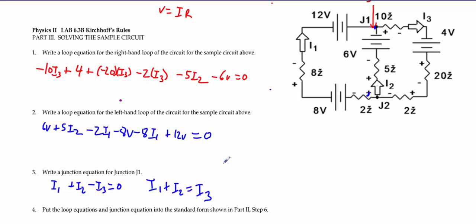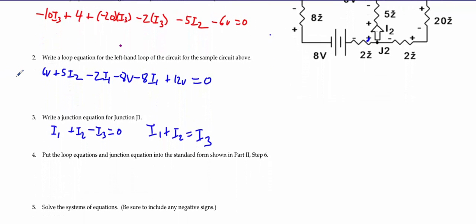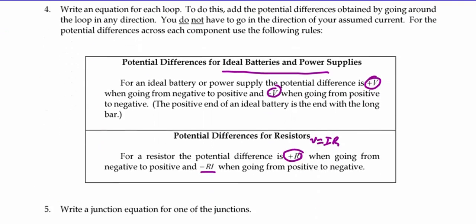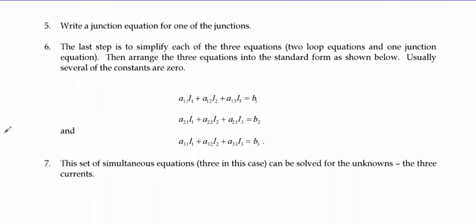Now basically the only unknowns we have here are currents, right? And I have I1, I2, I3, and since I have 3 equations and 3 unknowns, I should be able to solve this. So put the loop equations and junction equations into the standard form shown in part 2 step 6. So if we go back and look at part 2 step 6, it says to write it like this: I1 plus I2 plus I3 equals B1, I1 plus I2 plus I3 equals B2, I1 plus I2 plus I3 equals B3.